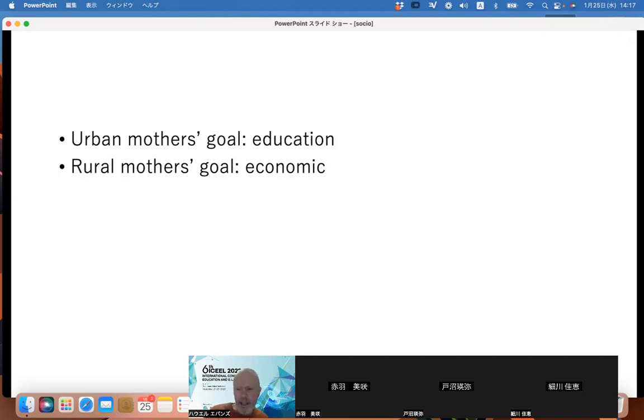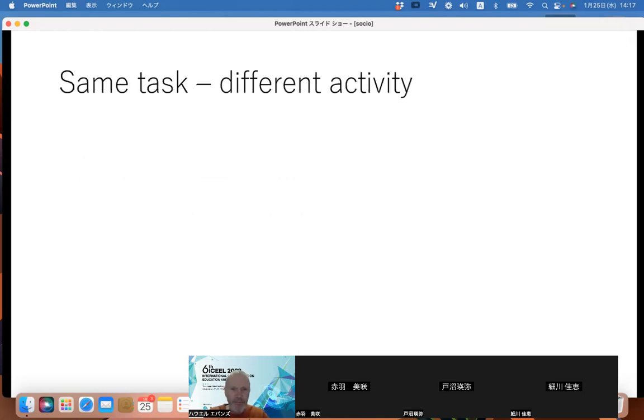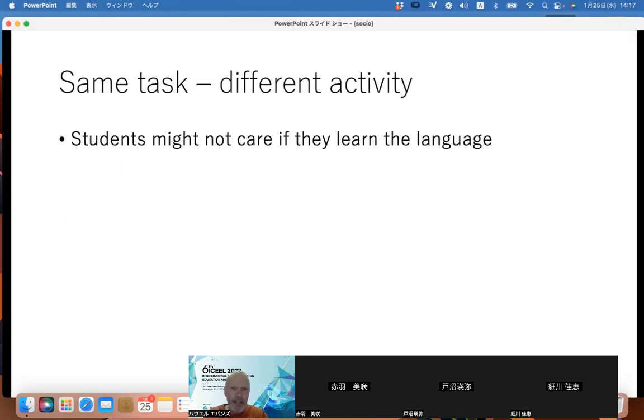And so the goal is important in activity theory and in sociocultural theory. What is your goal? That's going to make a big difference. So even though it was the same task, they were doing the same basic task, because the goal was different, you can actually say it's a different activity. The goal that you have actually affects the activity itself. So same task, different activity.